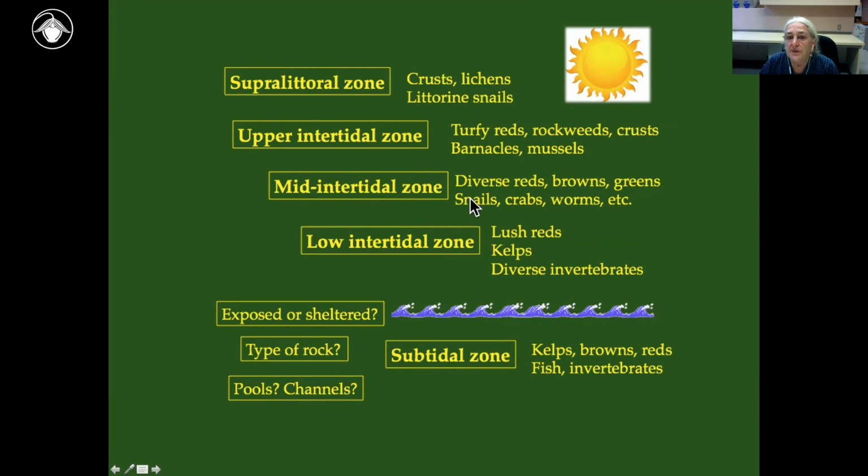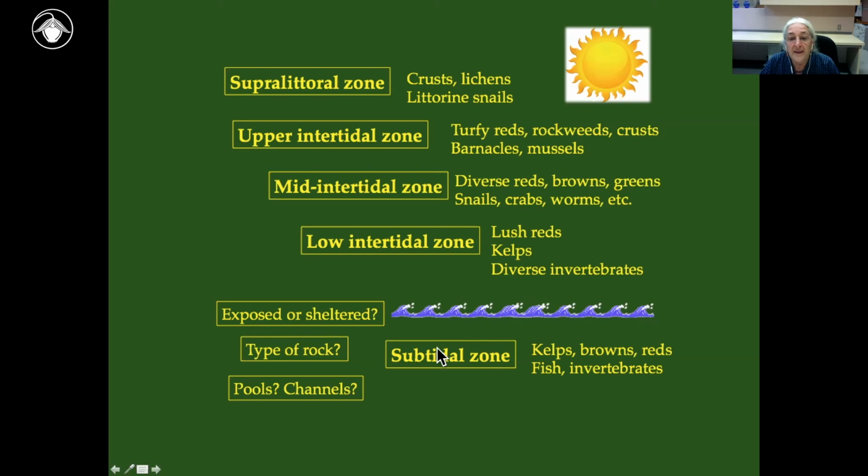The mid-intertidal zone is very rich in biomass. Lots of things grow there, reds, browns, greens, lots of invertebrates in the habitat created by those reds, browns, and greens. And then the low intertidal zone is really a glance into the subtidal because it's usually covered with water, except in those negative tides. Lots of lush reds, kelps, lots of invertebrates, and even fish in the low intertidal zone, sculpins, etc.